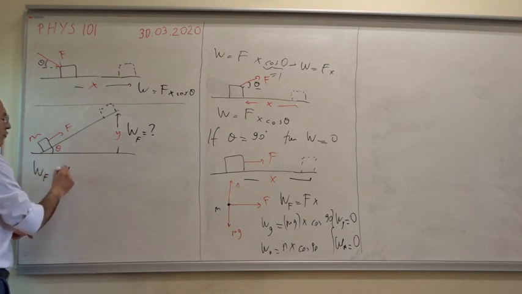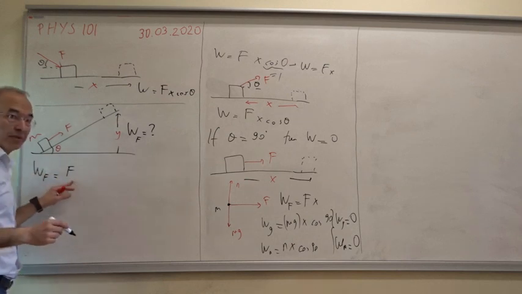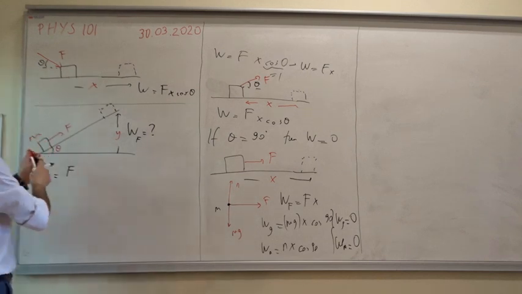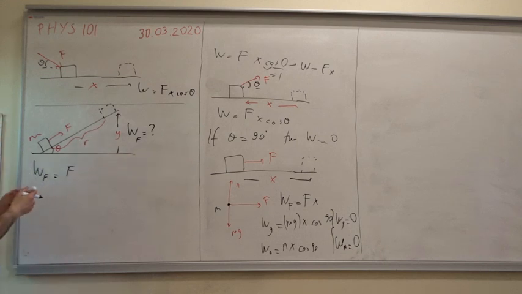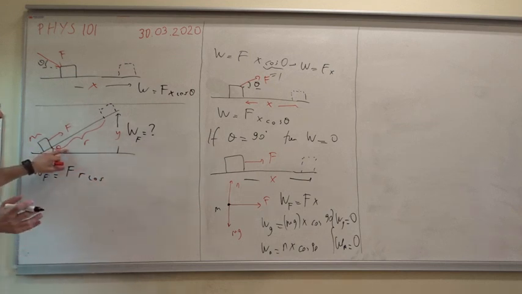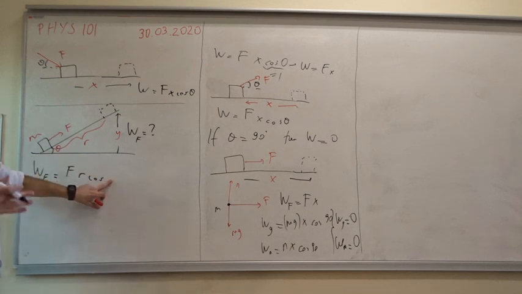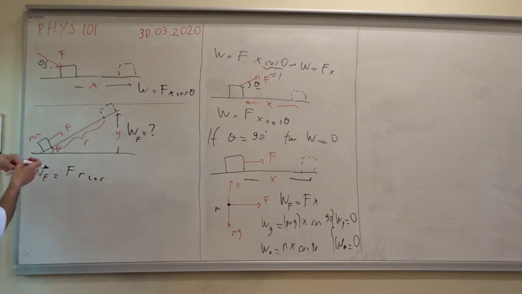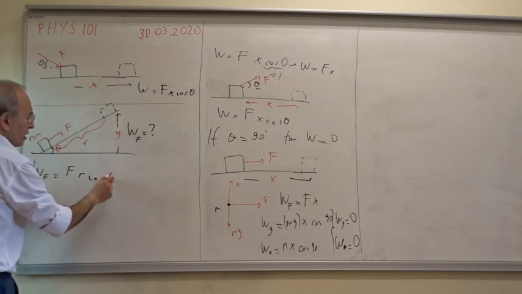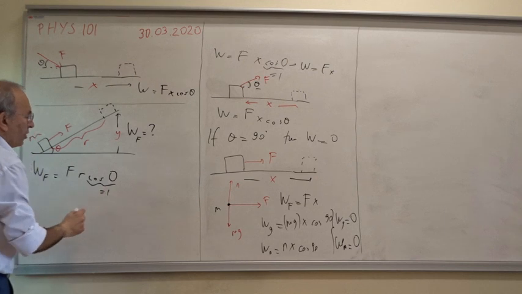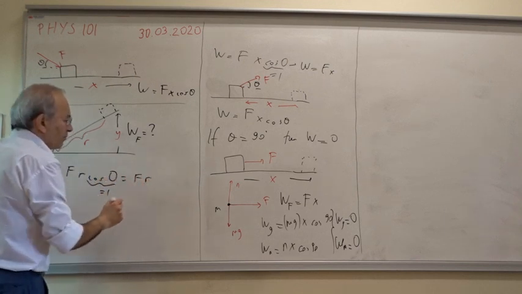W_F was force F times displacement, but displacement is not y, it is just this displacement. Let me call it, for instance, r. F times r times cosine of which angle? It is not this angle theta, of course. This angle, whose cosine we have to multiply, is the angle between the force and the displacement. In this case, F and r are parallel vectors. There is no angle, so this is cosine 0. And cosine 0, we know, is 1. So this is F times r.